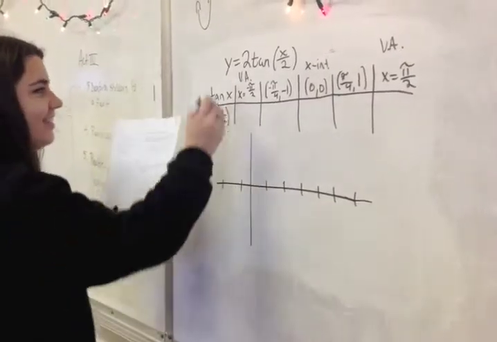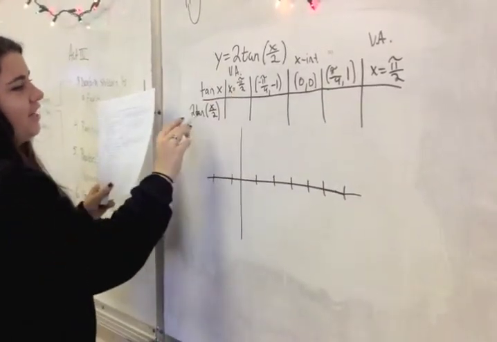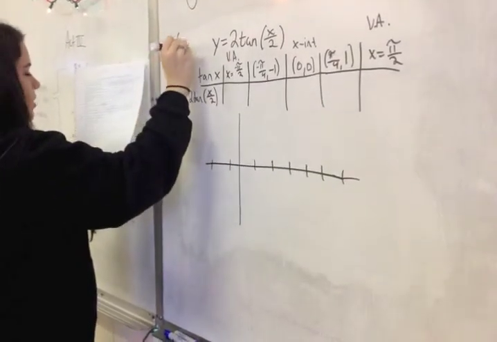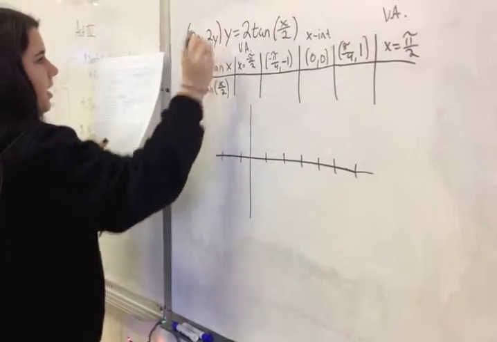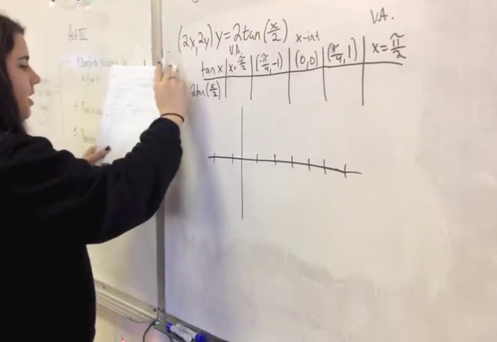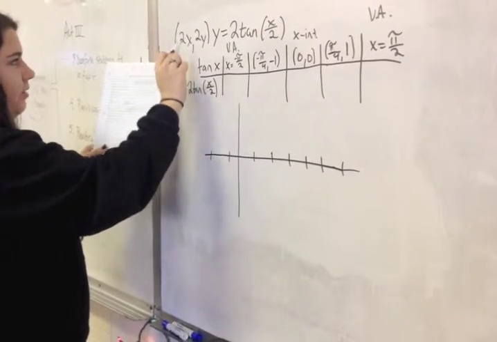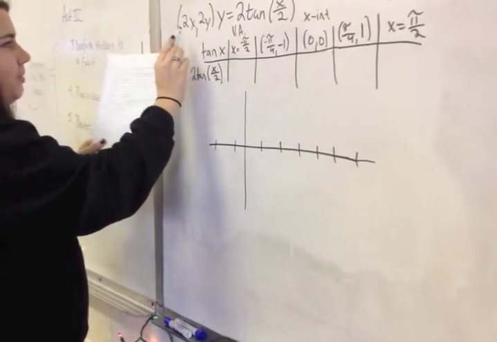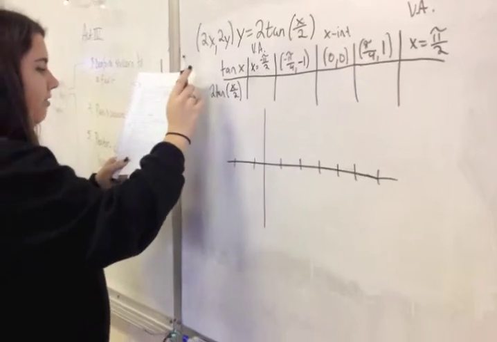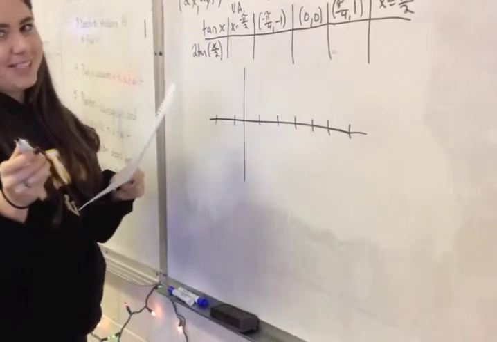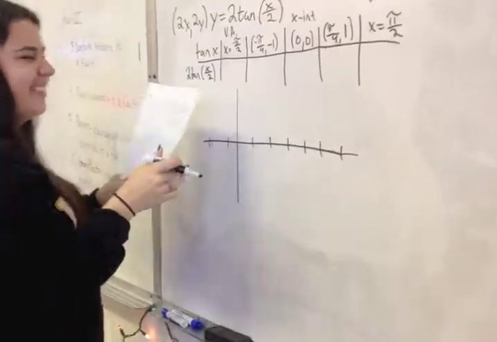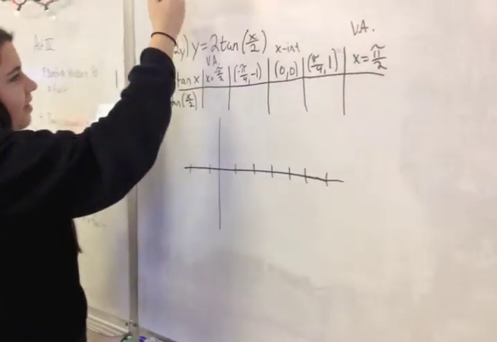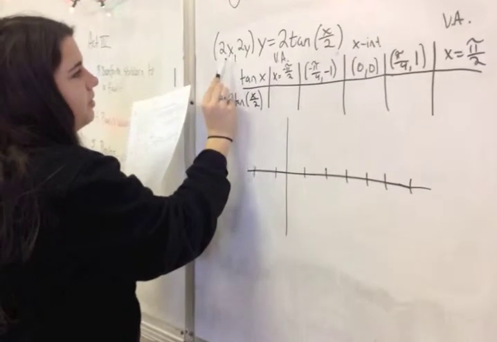To find the new vertical asymptote of the graph 2 tangent x over 2, you use the 2x, 2y, which we found because there was a vertical expansion by 2, so you multiply the y by 2. And then there's a horizontal expansion by 1/2. So since it's an expansion, you have to multiply it by 2. And so to find the vertical asymptote, you apply the multiplying 2 times x.